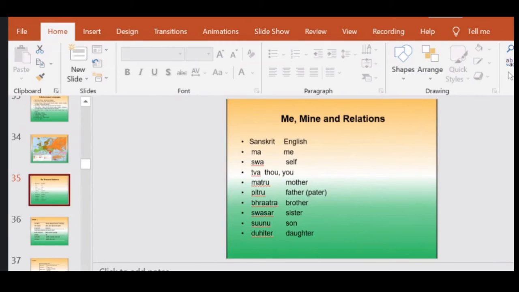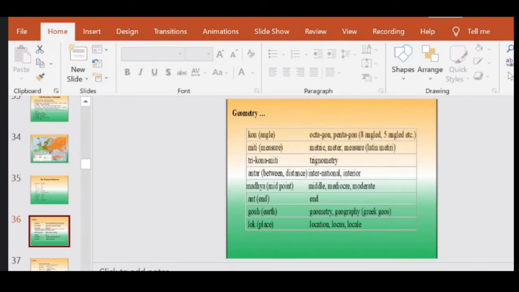And those people who study etymology, they will tell you how this word changed from ma to me. They will explain to you the science of the change. And that is called etymology, the science of words, how the words are formed. But this is only one family, me, my, and all that. Now you see the family of geometry.